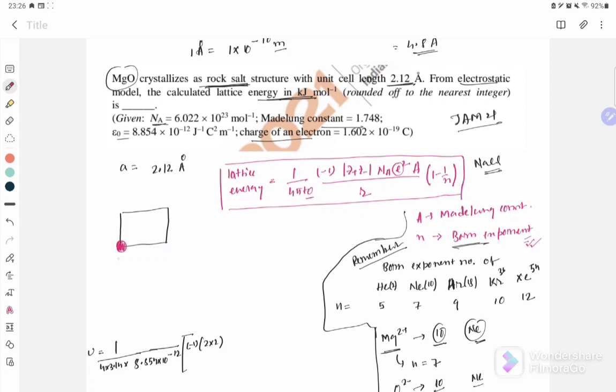Assuming that this one is Mg, and here there is an O2-, and there is also an Mg here, and Mg here, Mg here. I am drawing just one surface only.